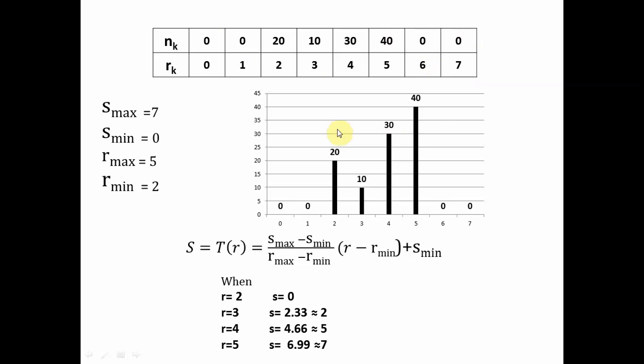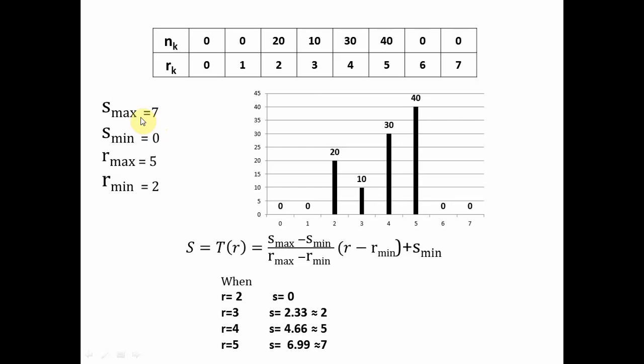If I plot a histogram for this, my histogram will look like this. It starts from 2 and ends at 5. It is not covering 0 and 7, that is L minus 1. Now, from the diagram or from this table, I can have the different levels of S and R. So S max, that is 7, I want to cover L minus 1. If it is 3 bits per pixel, 2 raised to 3 is 8, so L minus 1 will be 7.